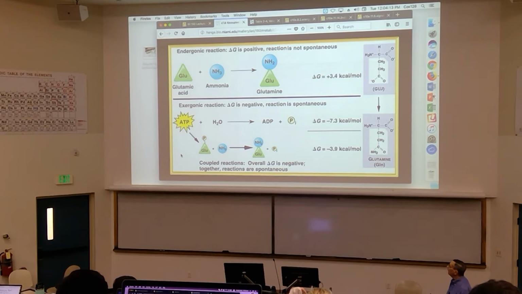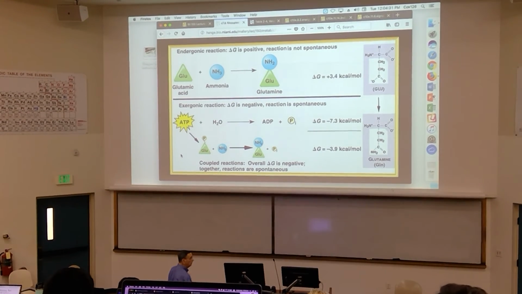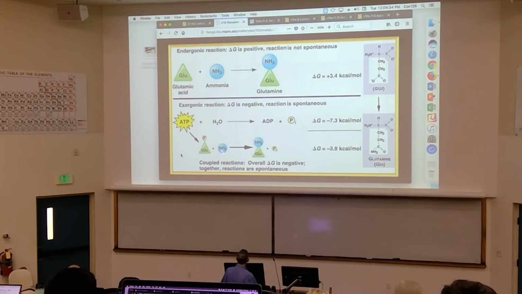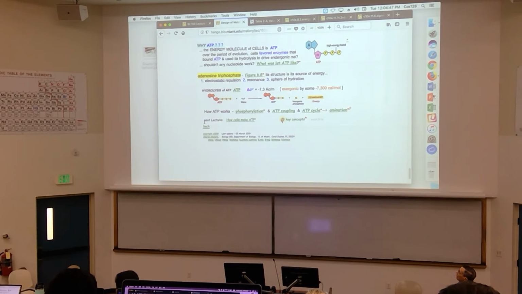Here's another example. Glutamic acid, one of the amino acids. I want to stick ammonia on it to make another amino acid, glutamine. Here's glutamic acid. I want to add to the carboxyl group here another amine group to make the other amino acid. How do I do that? Well, first I phosphorylate the glutamic acid. Then I combine it with the ammonia and I make glutamine. It's a coupled reaction. Overall, the energy change is significant enough to drive the reaction to completion. That's how we work. That's how things go.